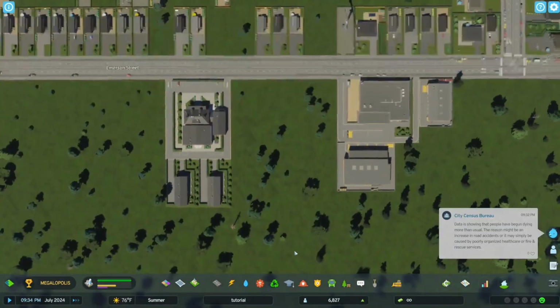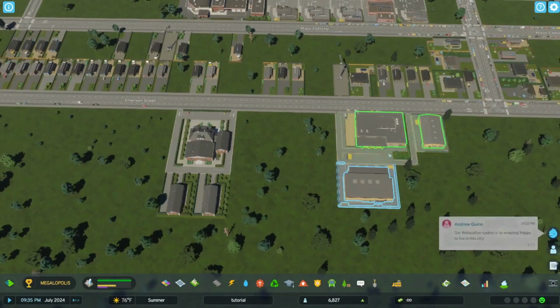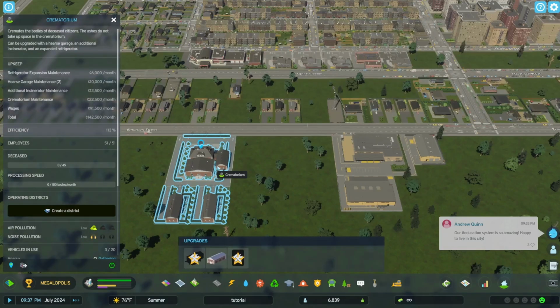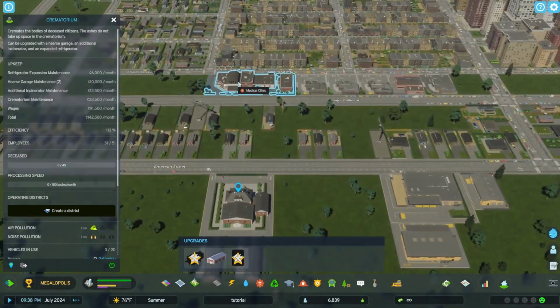Now we have two more services that we have to go over: our death care and our post office. Two complete 180s to each other. So, unfortunately, death care would typically be placed near the medical clinic.